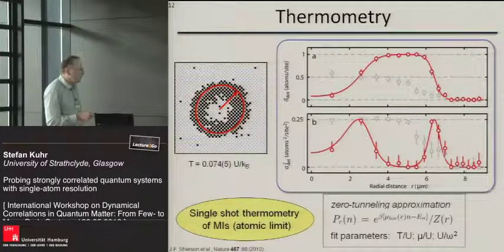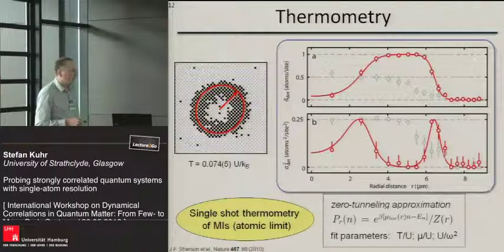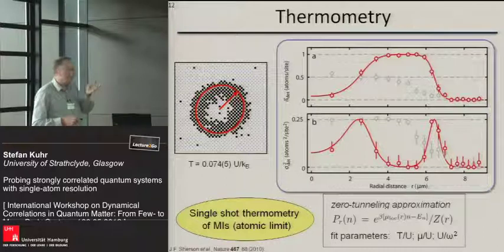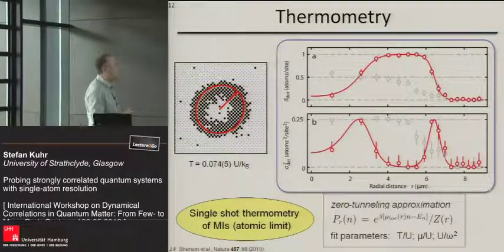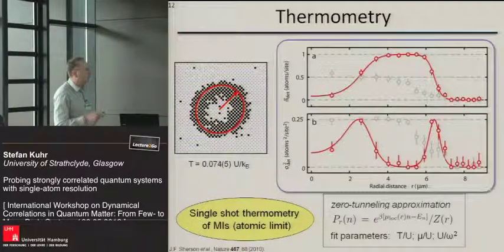And this behavior can be readily understood with a very simple model in the zero tunneling approximation, and we can find an analytic expression for the probability of finding n atoms at a radial distance r from the center. That's this function, and one can fit this model to the data. That's this red curve, and as free parameters of this fit, we can in particular extract the temperature of the system. And with this method, we can for the first time do in situ thermometry of these Mott insulators in optical lattices.